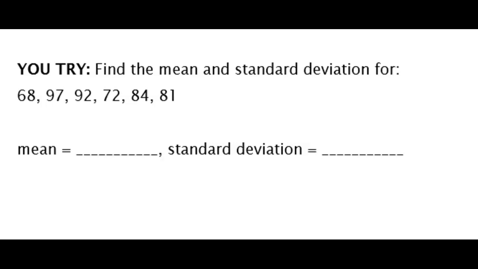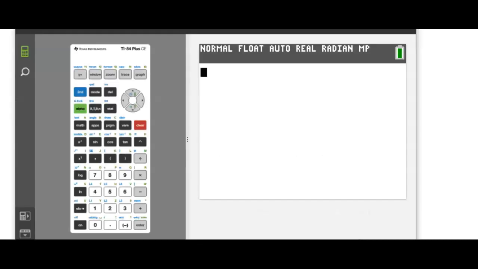We're going to calculate the mean and standard deviation for this set of numbers. The way we're going to do this is by using a calculator. The one that I have on my computer is a TI-84, so yours may follow slightly different directions, but it's the same gist. You're not going to do anything by hand, you're just going to type it into your calculator.